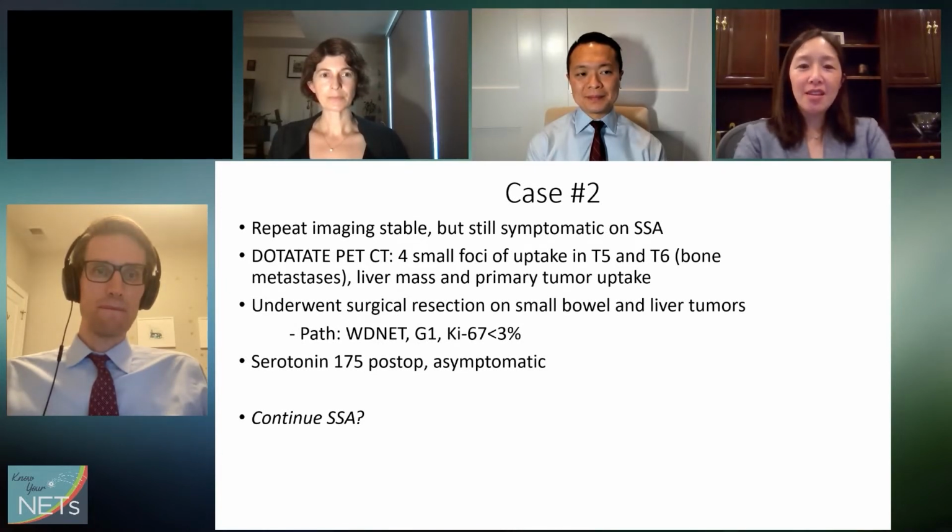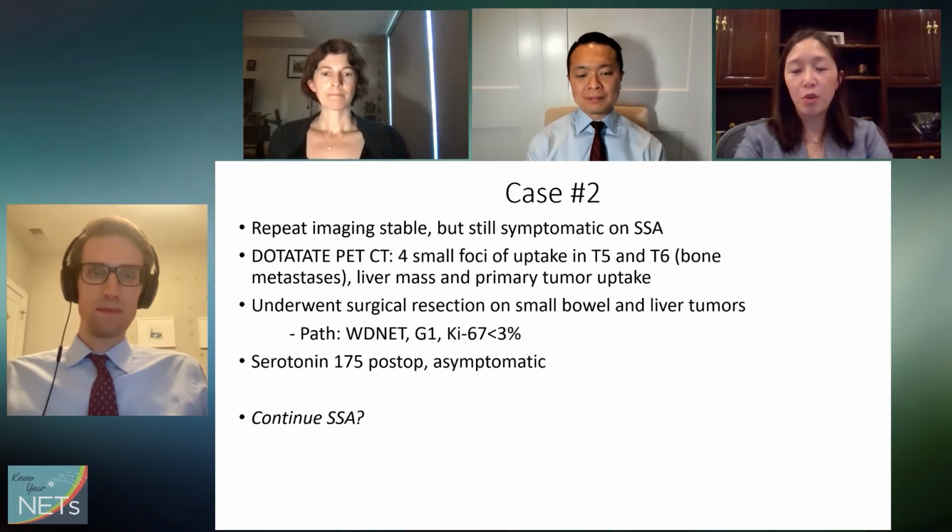Yeah, I think in a case like this, the two options that have been discussed, continue or stop, are both quite reasonable, where you've debulked most of the disease. I will say that I do have a low threshold for continuing SSA in patients who we know have functional tumors, and especially in this patient who had carcinoid heart disease. I think the long-term hormone control can be beneficial, so my inclination would be, even though you've removed much of the disease, to probably continue.